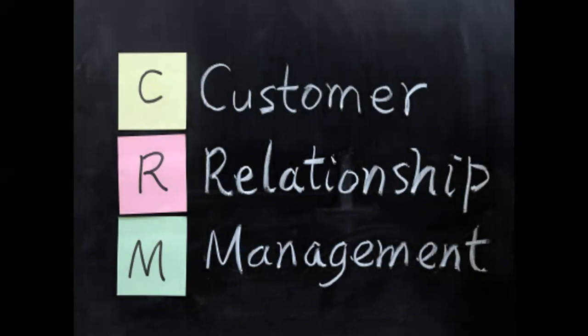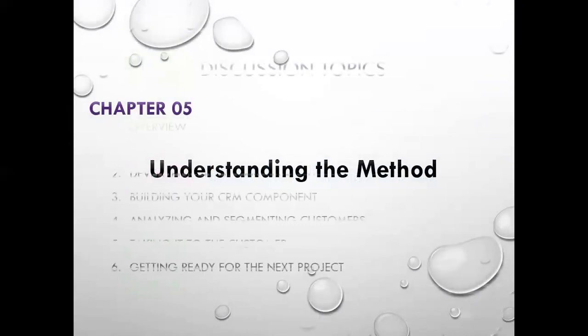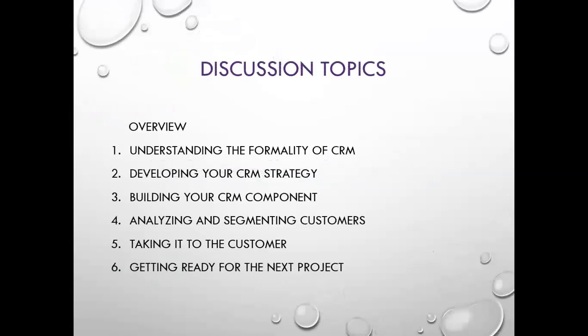So we have started part number 2, the second part of this book, that is Planning. And in Planning, the first chapter is chapter number 5 that we have discussed, that is understanding the formality of the CRM, and we have discussed this topic in detail.